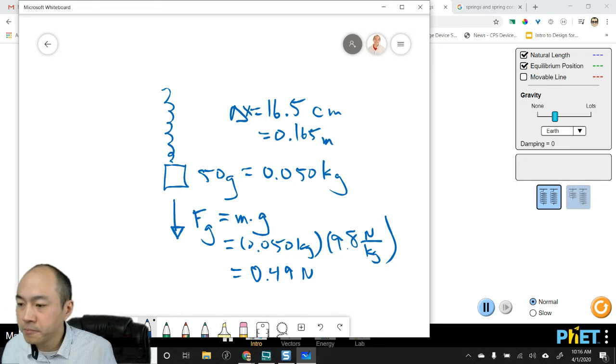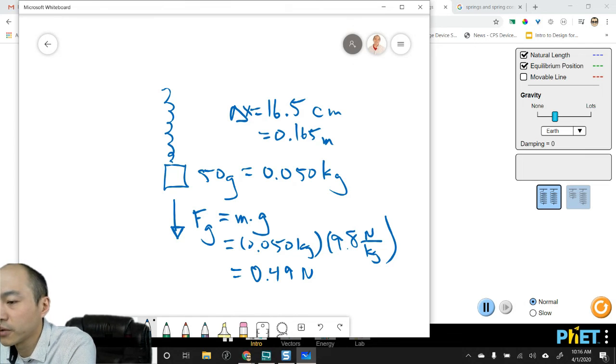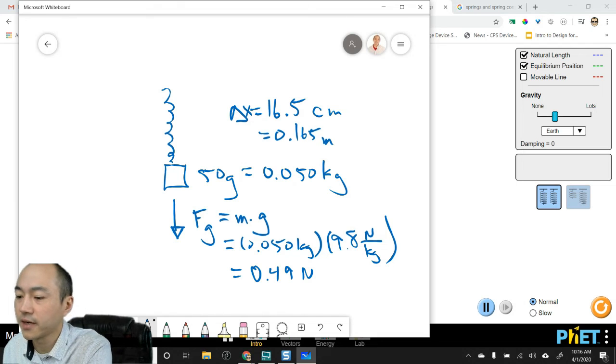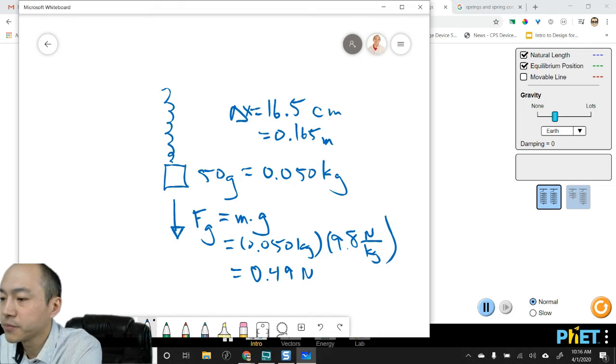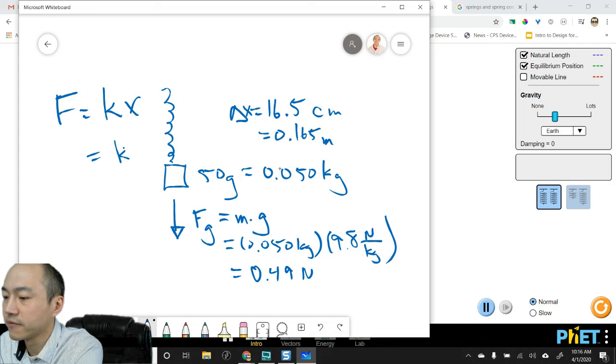And so if we were to graph this, we could graph it. We also know that 0, 0 is one of our data points. We can just find our k value. We know that F is equal to k times x, right? So if I want to find k, all I have to do is divide F by x.